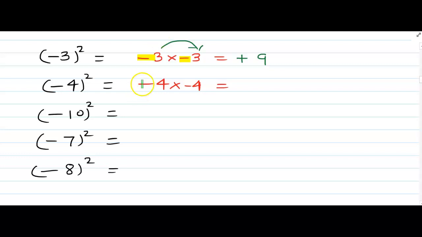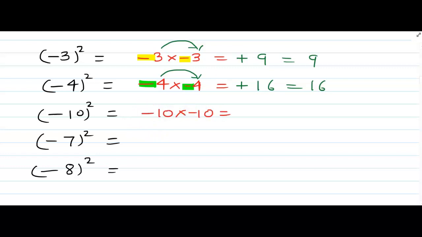Okay, now minus 4 square, that is minus 4 times minus 4. So again, this is same sign, same sign. It means you put add and then multiply the numbers. 4 times 4 is 16. Plus 9, you can write down 9. Plus 16, you can write down 16. It's up to you.